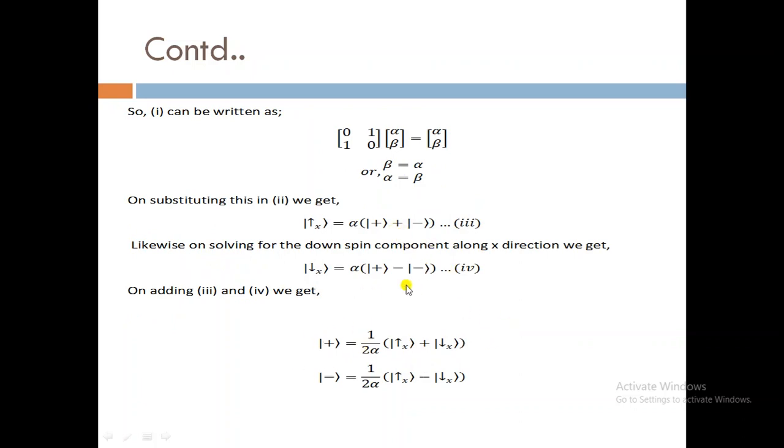Likewise, on subtracting this fourth from third, what we will get? |↑x⟩ ket minus |↓x⟩ ket equal to 2 alpha minus ket. So we will get the value of minus ket equal to 1 by 2 alpha, |↑x⟩ ket minus |↓x⟩ ket.